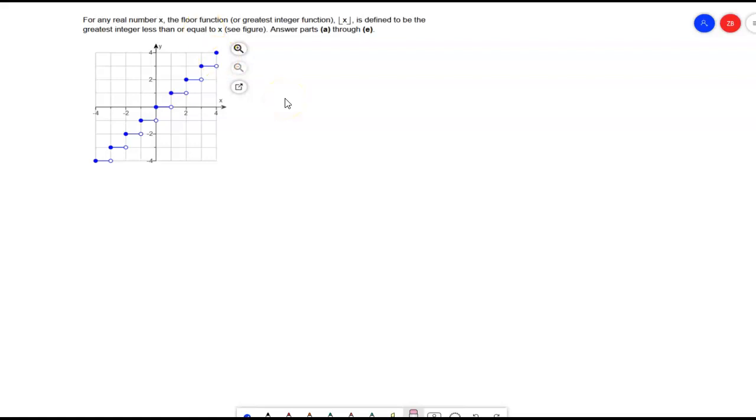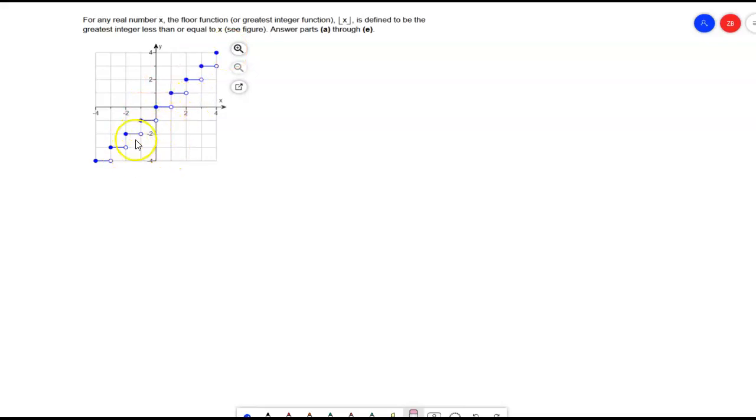Hey, this is Mr. Beckstrom, and today I want to take a look at problem number 14. This is from section 2.2, and it says here, for any real number x, the floor function, or greatest integer function, is ⌊x⌋. They have these two L brackets around x, and it's defined to be the greatest integer less than or equal to x. And here's the graph for it.